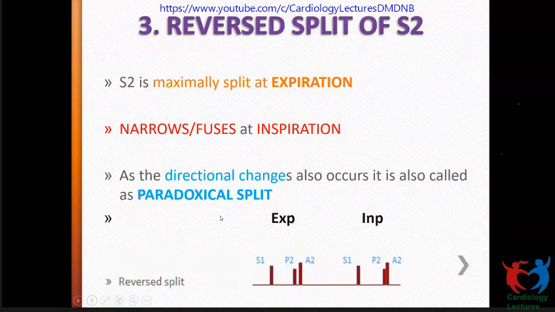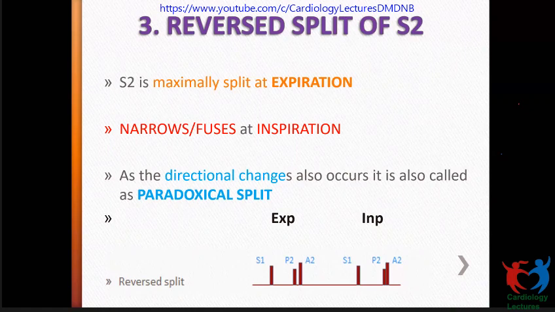Now, reverse splitting. This is something which is, I think, very interesting, and people want to know about this. And there was a question. So we discussed wide variable split. We also discussed wide fixed split. Before we go to reverse, I want to discuss when do you say A2 is loud and when do you say P2 is loud. Okay, so A2 is loud. How do you say A2? I'm sure you know how to say P2 loud.